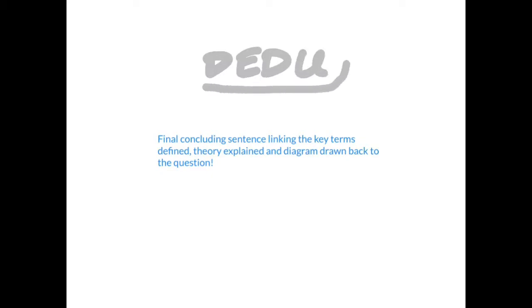Now that you have done the D, the E, the D, and you have fully understood the question, you wrap up with a final concluding sentence where you link the key terms defined, the theory explained, and the diagrams drawn back to the question. It's very important not to stray away from the question. So always come back to the question and write a concluding sentence where you restate the answer to the question. This doesn't need to be very long, but you need to think of how all of this relates back to the question.